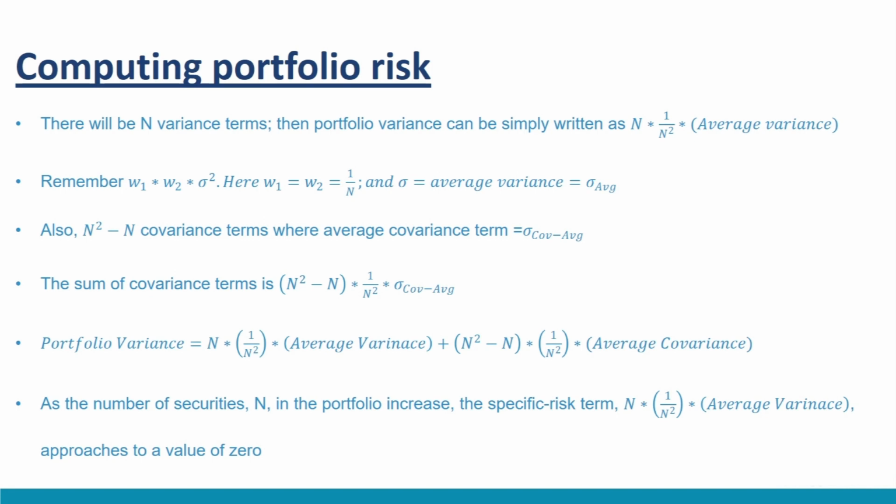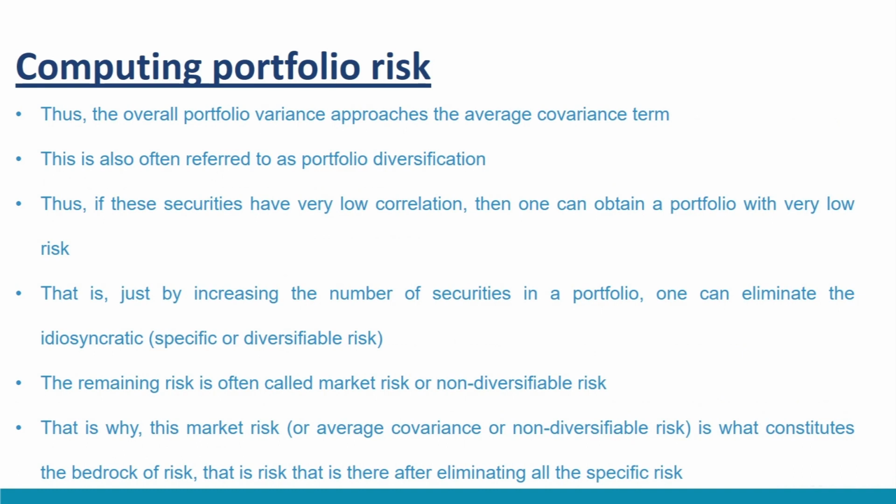Please note that as the number of securities, that is n in the portfolio, increases, the specific risk term, that is n into 1 upon n square into average variance, approaches a value of 0. Thus, the overall portfolio variance approaches the average covariance term. This is also often referred to as portfolio diversification. Thus, if these securities have very low correlation, then one can obtain a portfolio with a very low risk.